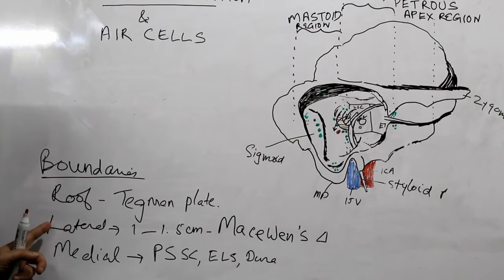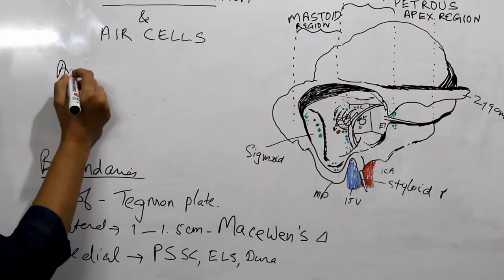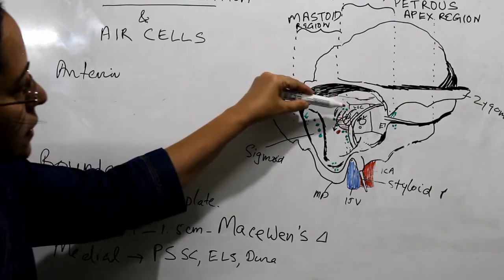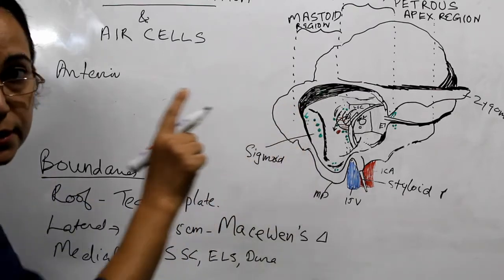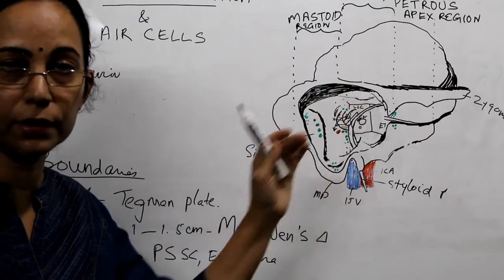So roof, lateral and medial. Then anteriorly, the anterior boundary. It's very clear here. See, this is the anterior wall. In the anterior wall there is the additus, and through the additus the mastoid communicates with the middle ear.